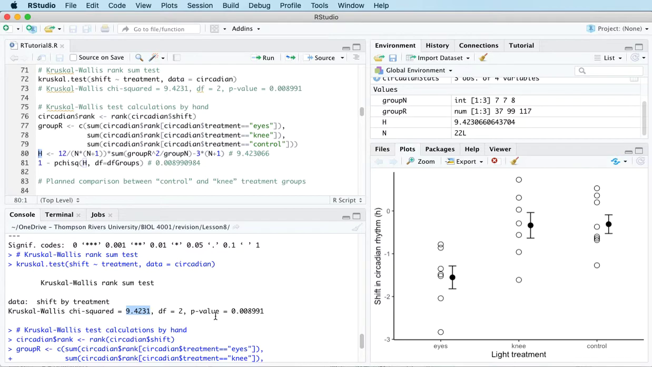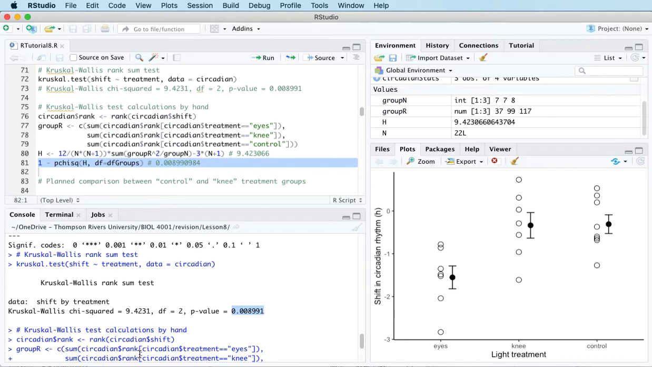Okay, step 3 is to calculate the p-value associated with that test statistic. In this case, the distribution is a chi-squared distribution. So we could calculate that upper tail area using this code here, or again, we can just read off the p-value from the output from the Kruskal-Wallis rank sum test.